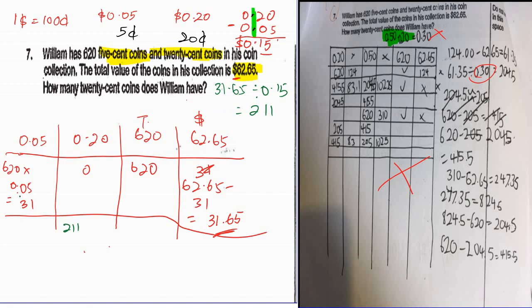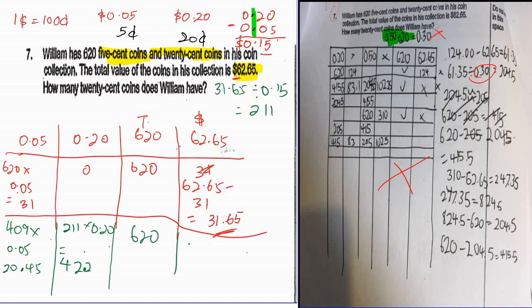If here is 211, over the other side here will be 409 times 0.05. Wait, here will be $20.45. Here is times 20 cents. Extend this out first. Here is 620, and $42.20 added to $20.45 will give me $62.65, which is what I want. So how many 20-cent coins? 20-cent coins is 211. Okay.